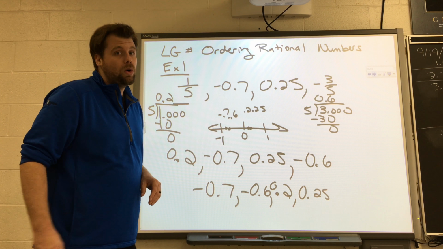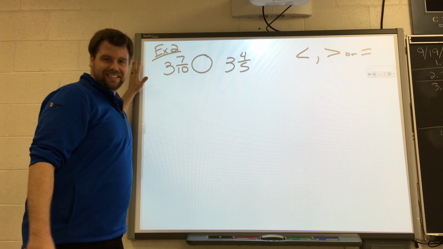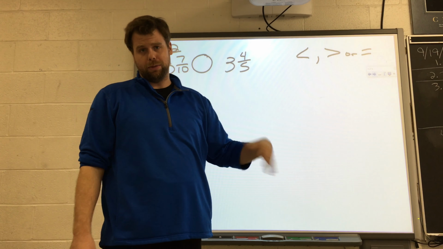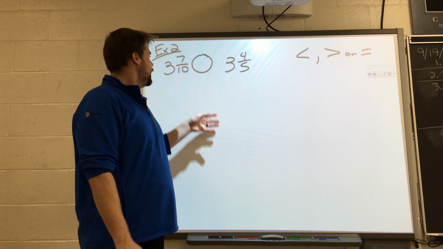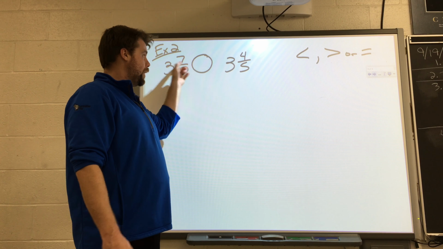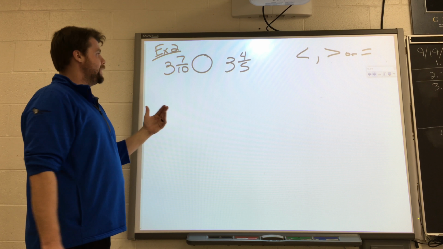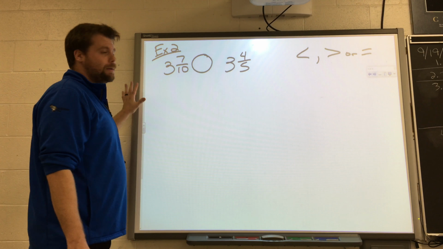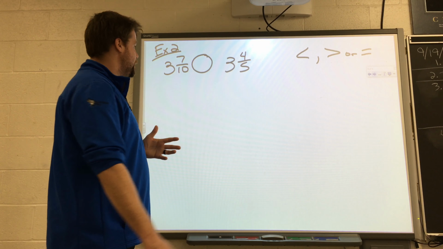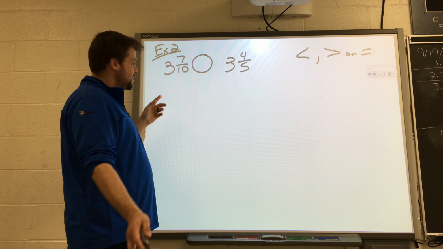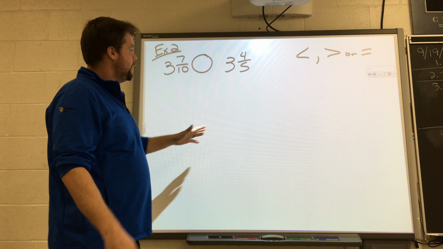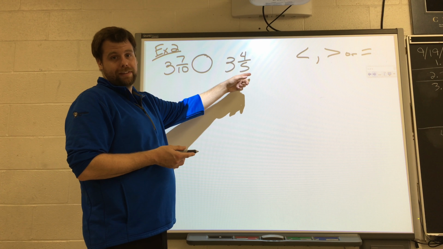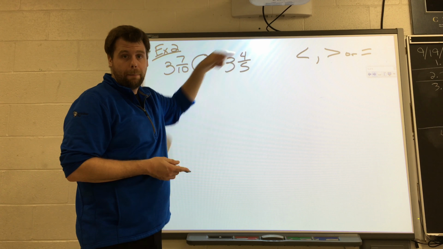Let's take a look at another example right now. In this next example, we're just comparing two numbers. In the previous example, we were comparing four numbers, least to greatest. Here, we just want to identify whether this is going to be less than, greater than, or equal to that. If they're all in fraction form, work with fraction form. To compare these in fraction form, we want the same denominator. For example, 7/10 has a denominator of 10. 4/5 has a denominator of 5, but I can easily make that have a denominator of 10 if I multiply the bottom by 2 and the top by 2.